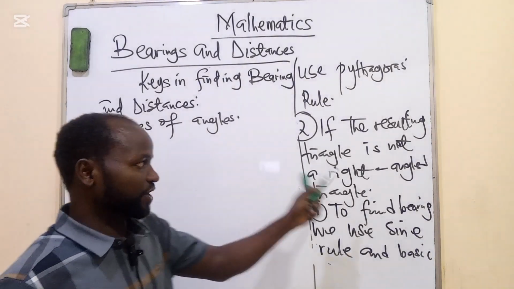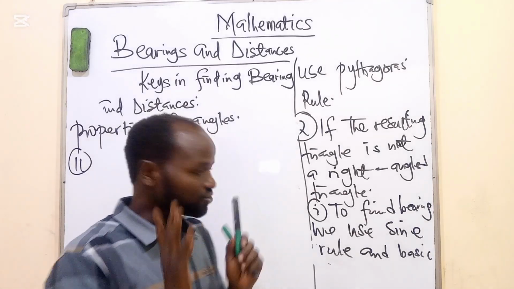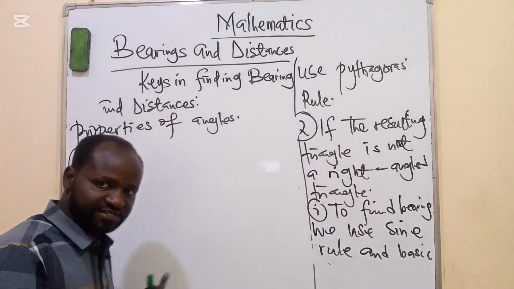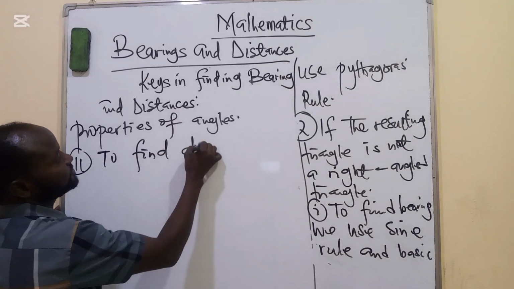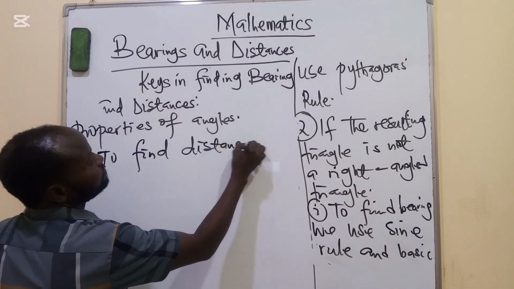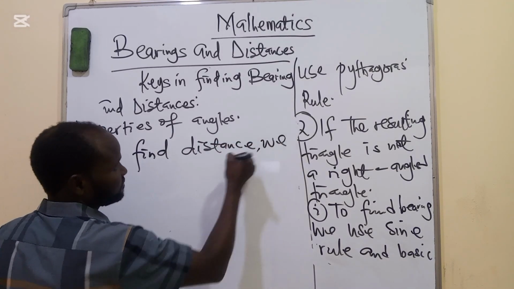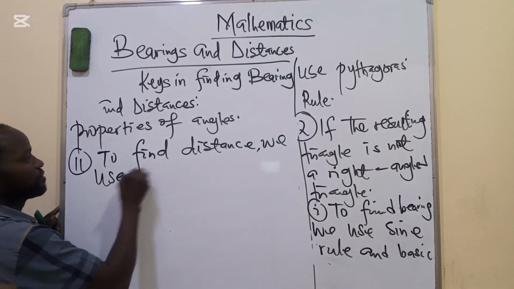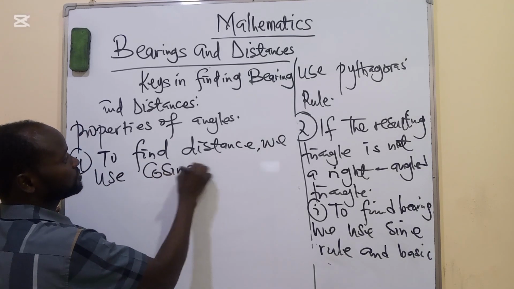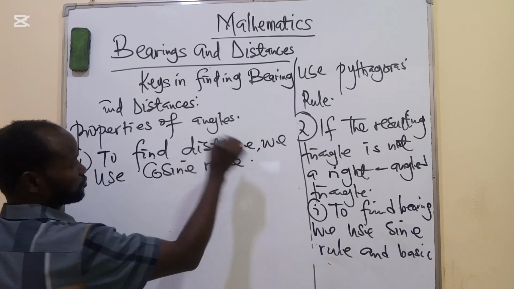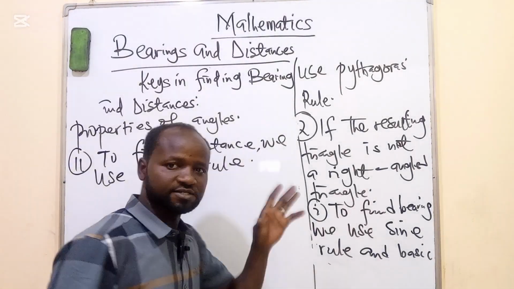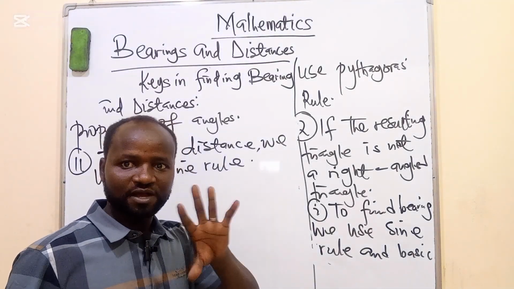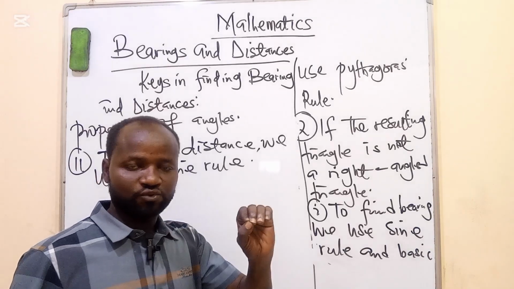Roman numerals 2. If the resulting triangle is not a right angle triangle, to find distance, we use cosine rule. Very important. These are the key things that you need to know as far as bearing is concerned.